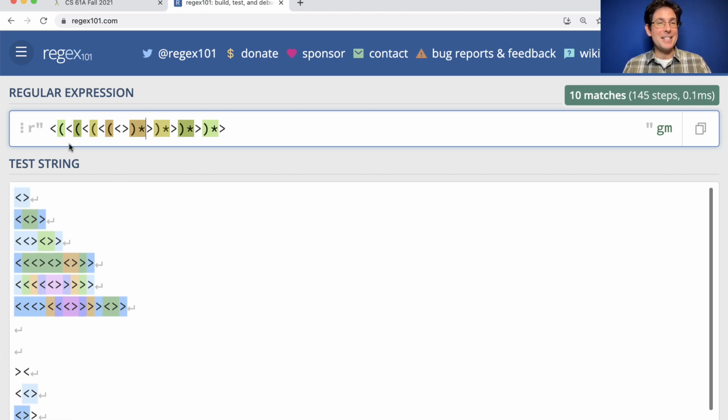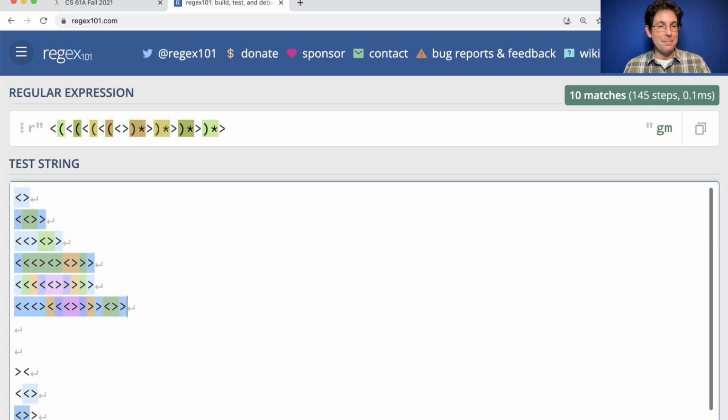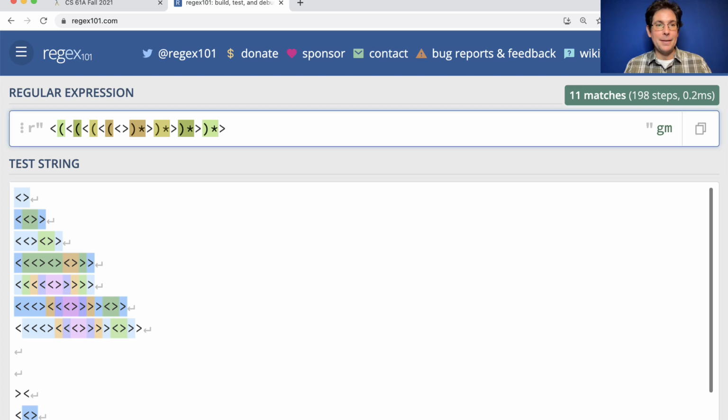But the issue is that this only works to a finite depth. If I had an even more deeply nested expression, it wouldn't match anymore. I'd have to extend my regular expression even further. So it turns out that you can balance parentheses as long as you have some limit to the number of nestings that you're allowed to have. But in the case of unlimited nesting, you need an arbitrarily long regular expression to match it.